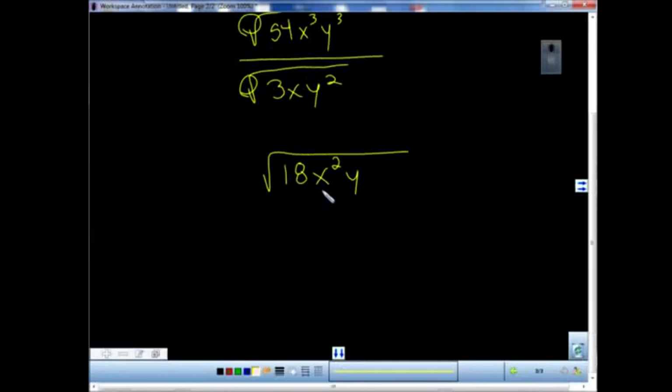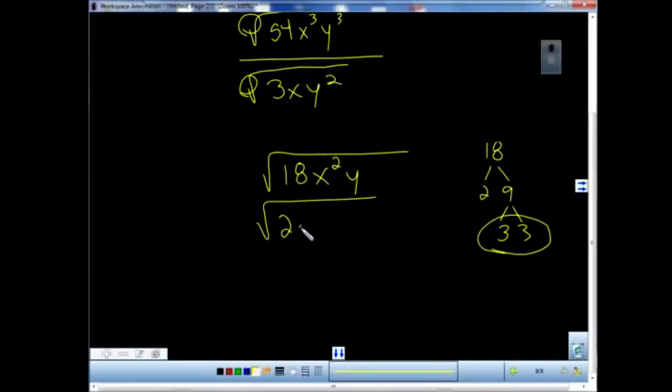Okay. You okay? Yeah. All right, so now we need to simplify 18x squared y. So I'm going to use my factor tree for 18. So I have 2 times 9. 9 is 3 and 3. Since it's square root, I'm looking for pairs. I have a pair of 3's. So I have the square root of 2 times 3 squared, x squared, y. Can't take the square root of 2 evenly, so I'm going to leave the 2 alone. So I'm going to leave that underneath the root.